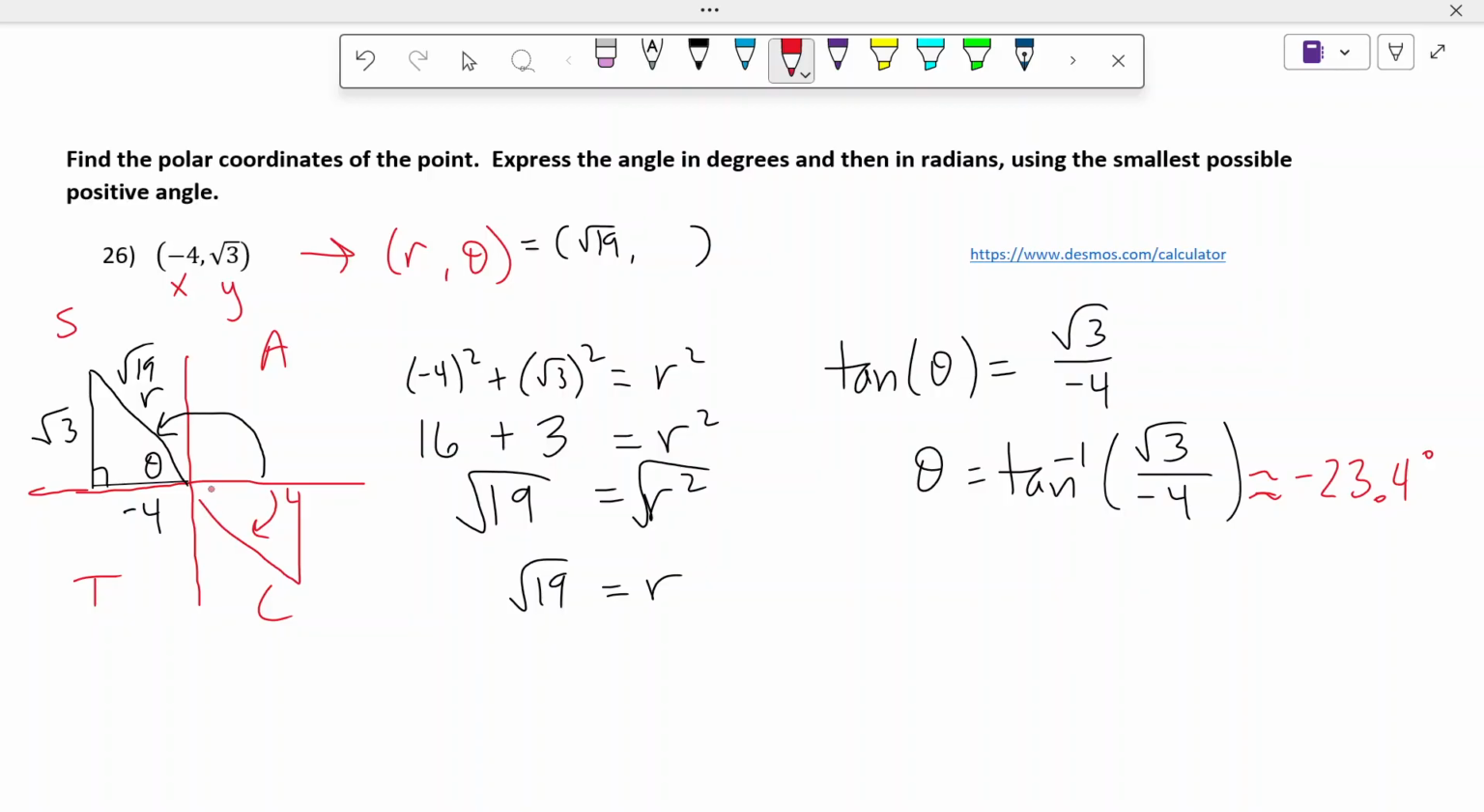Of course, that means this is a 23.4 degree reference angle, which means this is also a 23.4 reference angle. So this 23.4 is just the reference angle. We need the angle that actually gets us into quadrant 2. So we actually just need to do 180 degrees minus 23.4 degrees. What is that going to be?